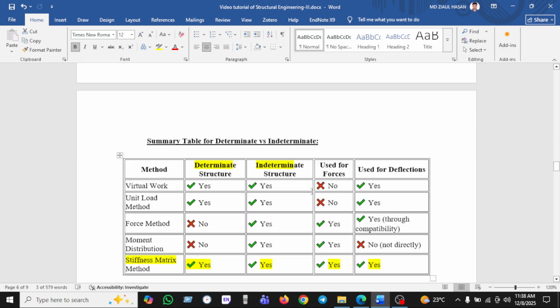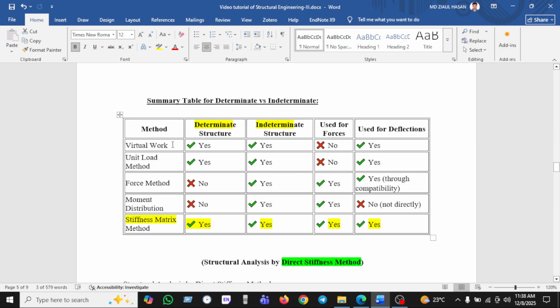If we go to this table, we can see there are lots of existing methods. In the virtual work method, we can use it for determinate and indeterminate structures, but there is no use for forces, though we can use it for deflection also. In the same way, the force method cannot solve determinate structures, but we can use it for indeterminate structures. In the moment distribution method, we cannot use it for determinate structures.